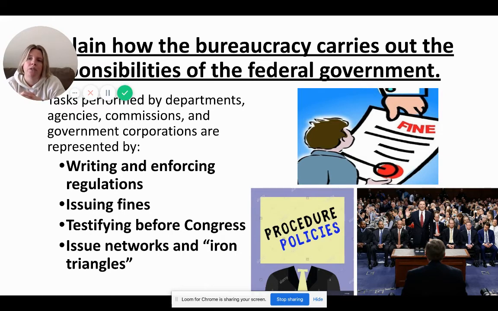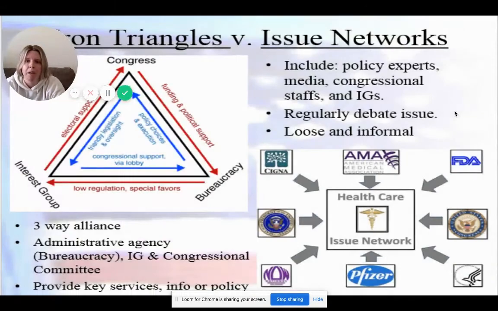And the Center for Disease Control is on top of that right now, trying to figure out, okay, what are the things that we need to do to get our people healthy and address this public health concern. So, iron triangles and issue networks. Iron triangles, remember those, are basically tight relationships between Congress, bureaucracy, and the interest groups. Basically, they all work together. It's like a three-way alliance. Call it an iron triangle because it's very difficult to get in if you're not part of it.